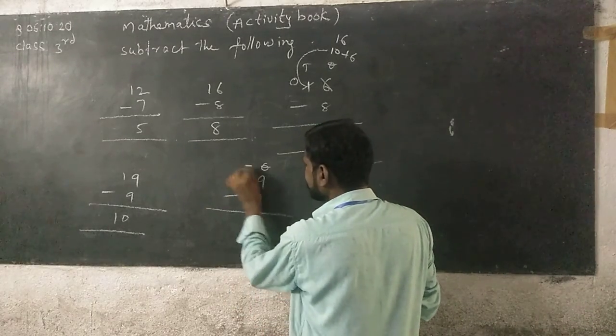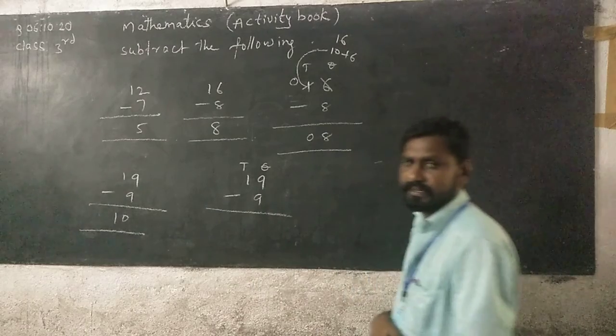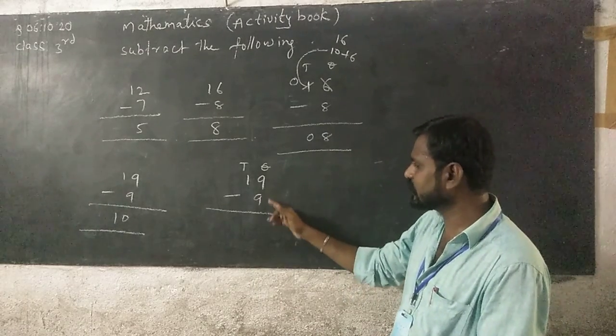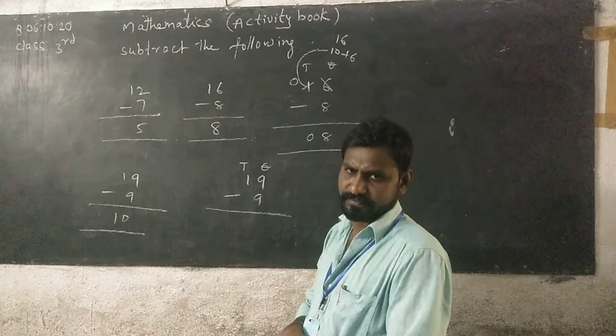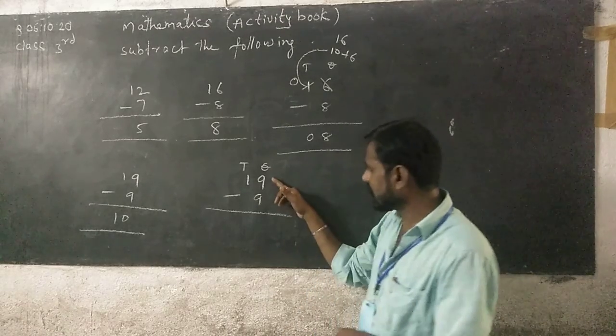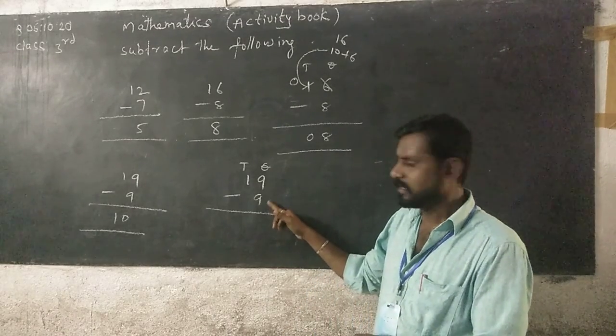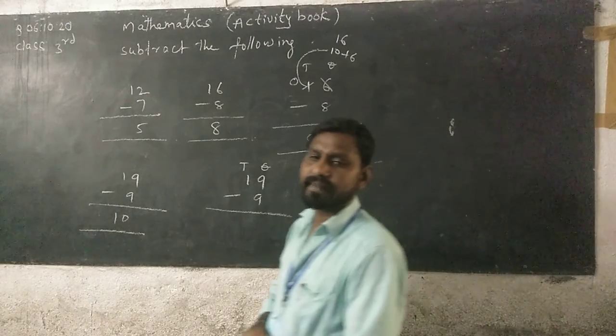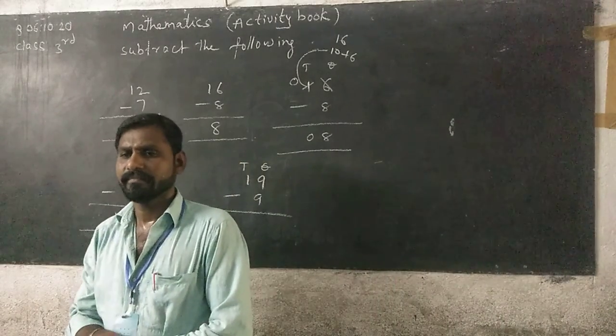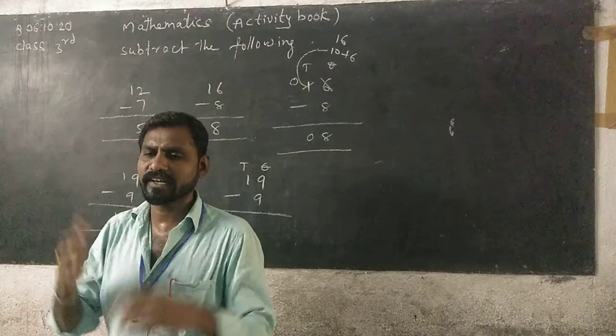So this is the ones place, this is the tens place. In the ones place there are 2 digits, above and below. So this is the top, this is the bottom of the ones column. So here 9 minus 9. Any number subtracted from itself, means 9 minus 9 you can get 0.